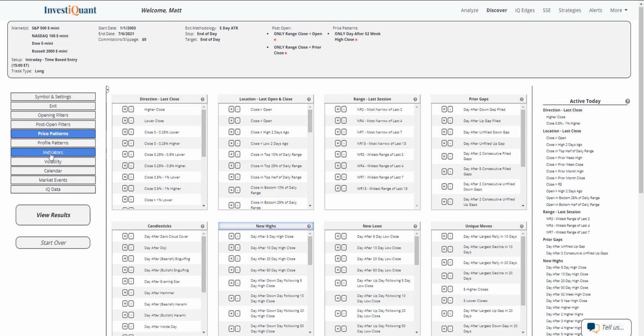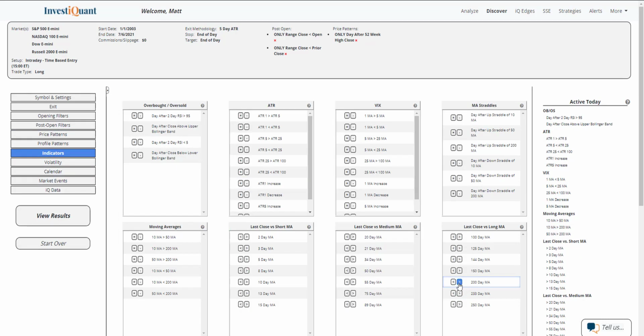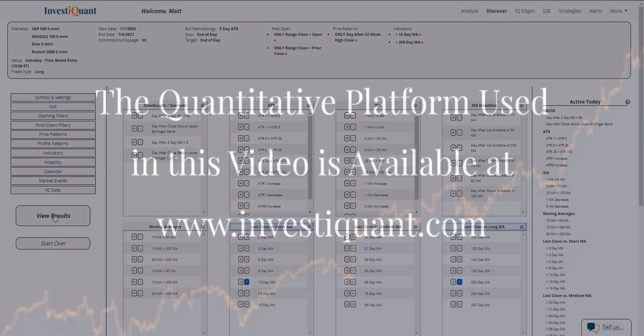And then lastly, I'm going to put us above a 10 and 200 day simple moving average just out of habit, really not going to be needed when we're using that 52-week high pattern. But I went ahead and added them anyway. And now I can click View Results.